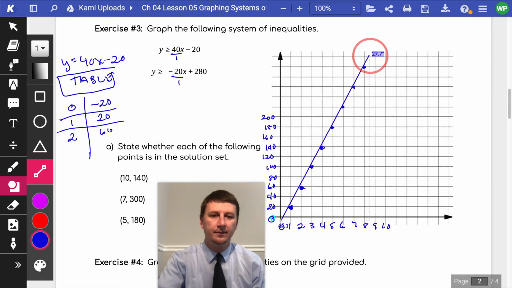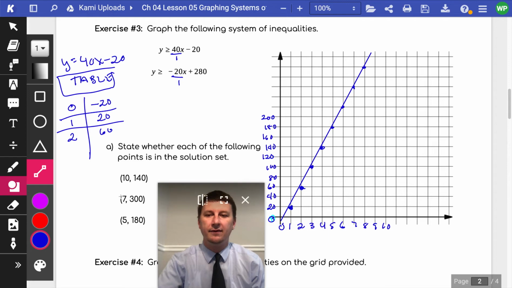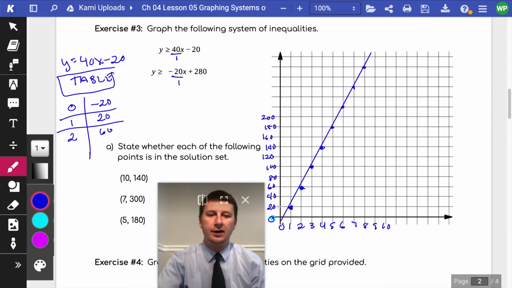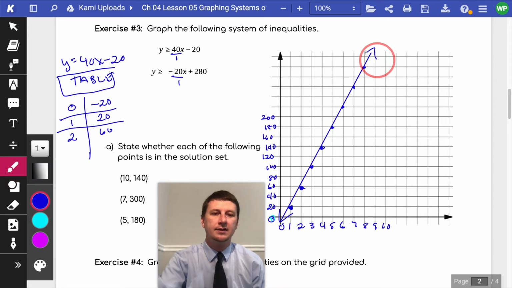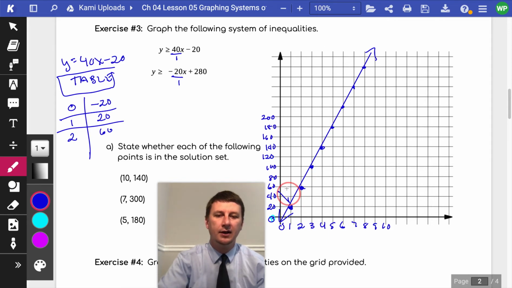There we go. Now that we have that, let's draw some arrows on the ends of this line. And now let's shade this where y is greater than. So here's my y-axis. Obviously the points greater than are up above it, so we're going to be shading this thing upward.